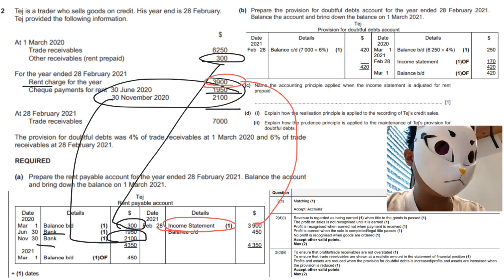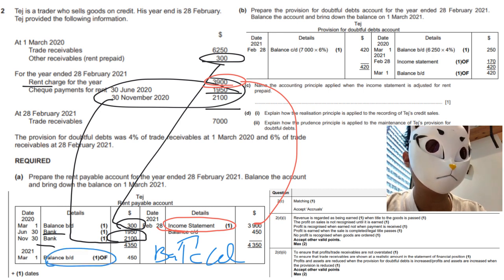After that, you may grab the balancing figure, the balance carried down. You do it on your own, and remember you have to do the balance brought down. So this is for part A.